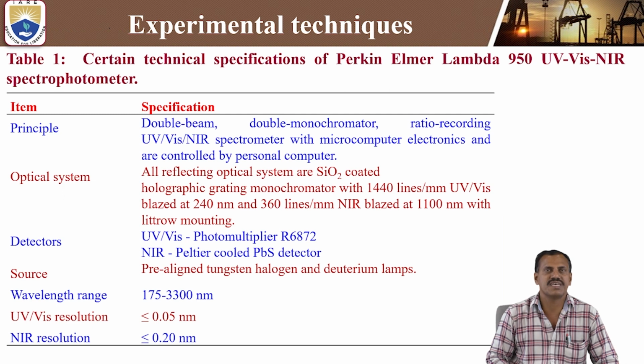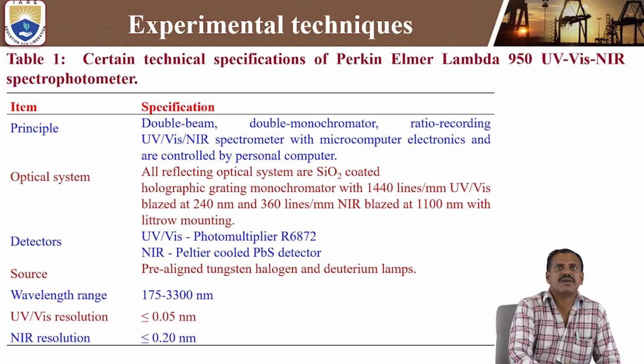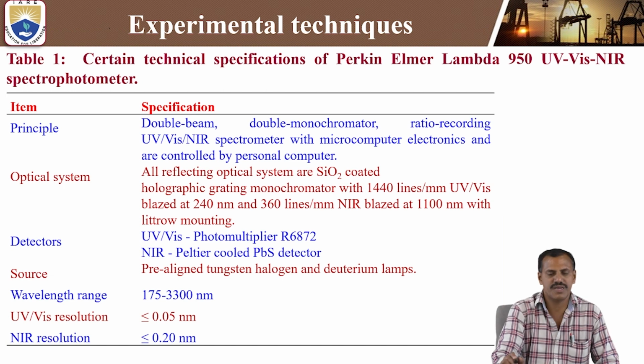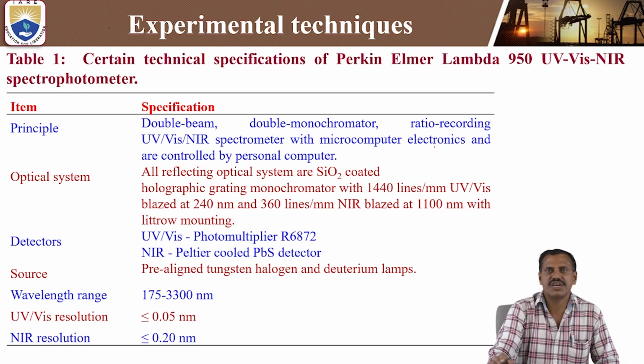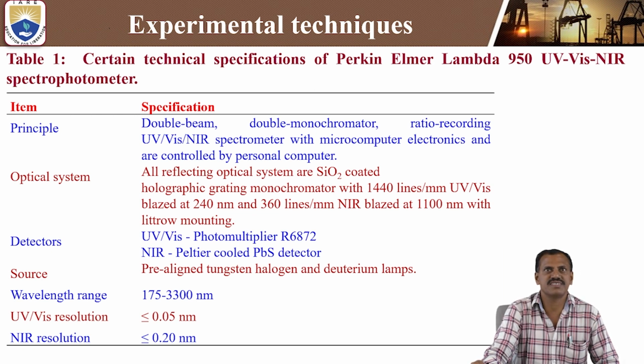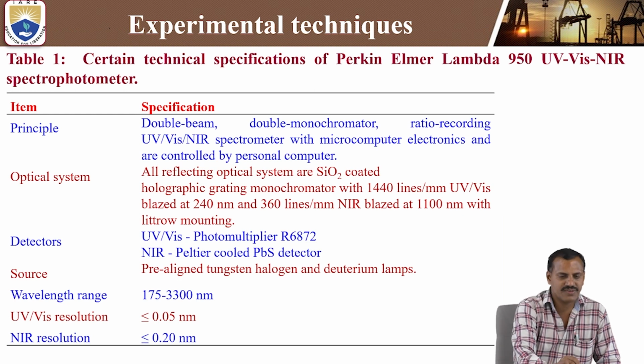This table shows certain technical specifications of the Perkin-Elmer Lambda 950 UV visible NIR spectrometer. This is the item and specification. First, the principle: what is the main principle for measuring the optical absorption spectrum? This is a dual beam, double beam spectrometer with a double monochromator, monochromator 1 and monochromator 2. Next, it is a ratio recording UV visible NIR spectrometer with microcomputer electronics, controlled by a personal computer. These are the main principles in the specification of the optical absorption spectrometer. The second one is the optical system.